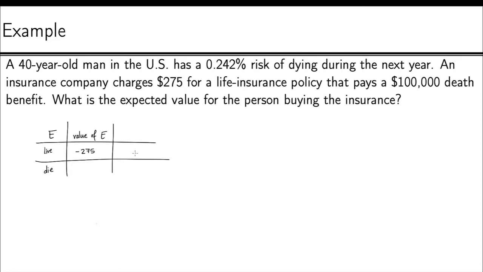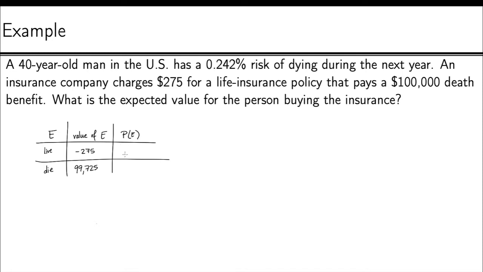Okay, and then if the man dies, then a $100,000 benefit is paid out. However, the man did pay $275. So we have to take the $100,000 and then subtract the $275. And so this ends up being worth $99,725. Okay. And then we look at the probabilities.